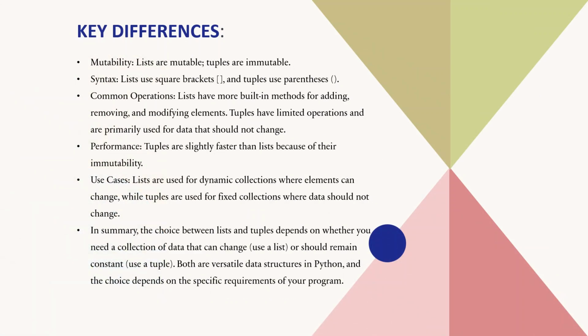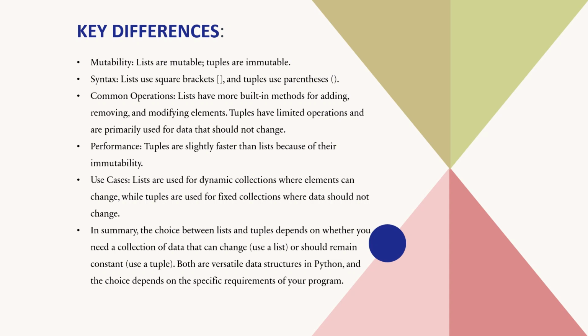Key differences. Mutability: lists are mutable, tuples are immutable. Syntax: lists use square brackets and tuples use parentheses. Common operations: lists have more built-in methods for adding, removing, and modifying elements. Tuples have limited operations and are primarily used for data that should not change. Performance: tuples are slightly faster than lists because of their immutability.